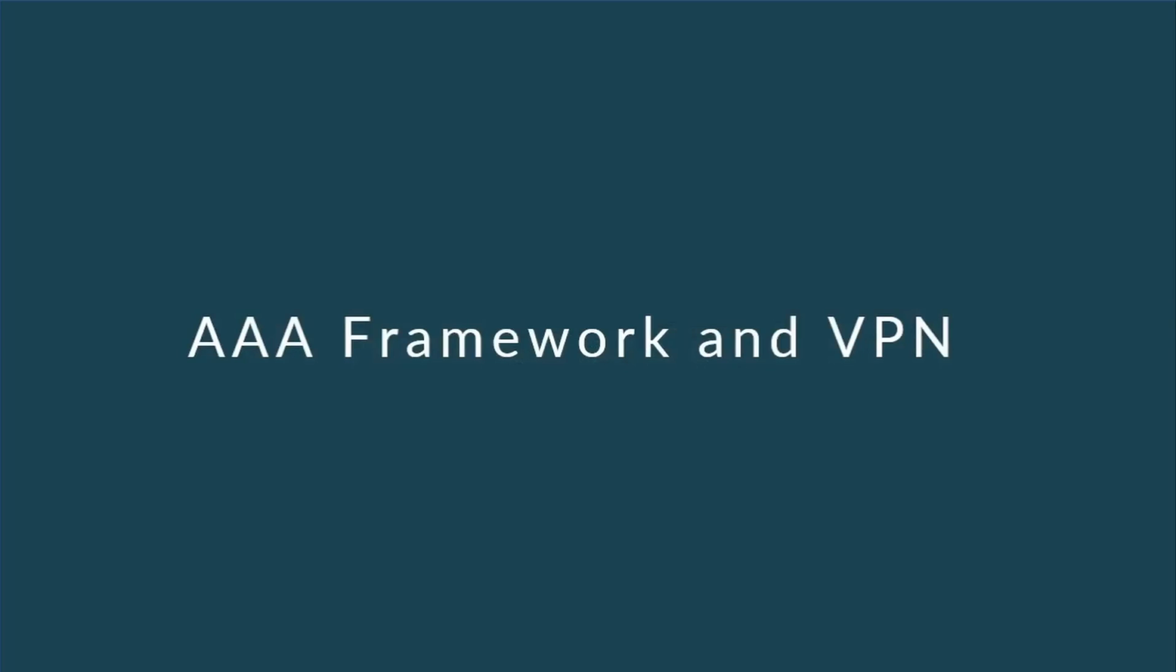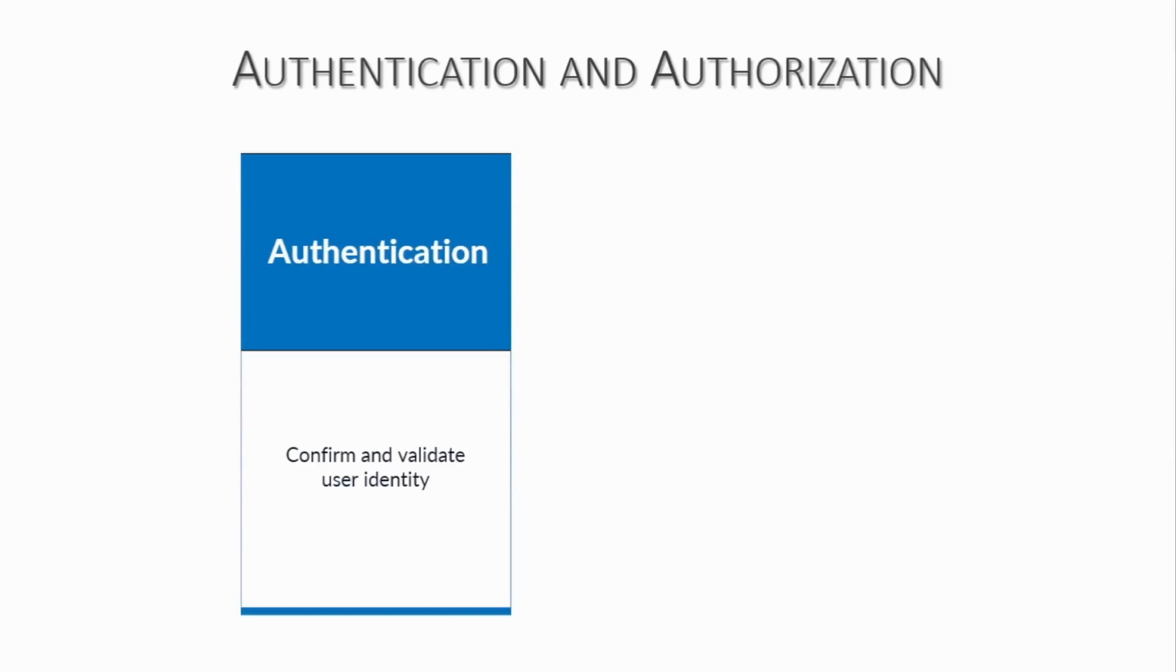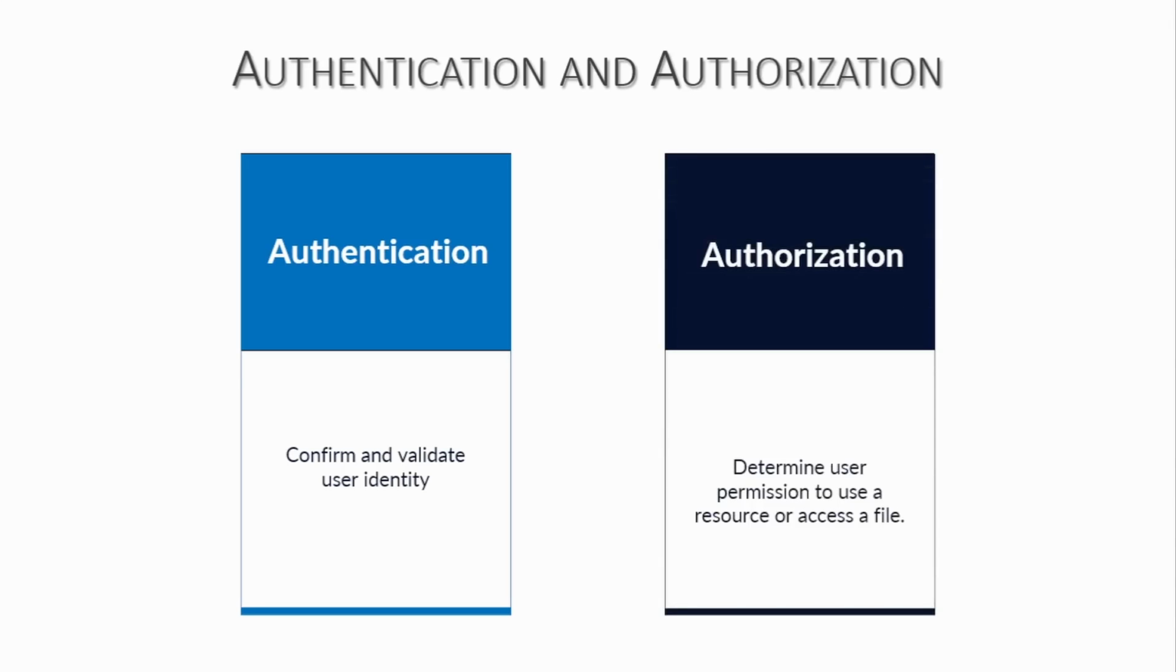In this lesson, we will look at AAA Framework and VPNs. First, we have authentication and authorization. Authentication is the process of confirming or validating the user's identity to make sure they are who they claim to be, while authorization determines the user's access level or the privilege of the user to the system's resources like files and services. Then it gives or denies access to these resources based on the user's identity.